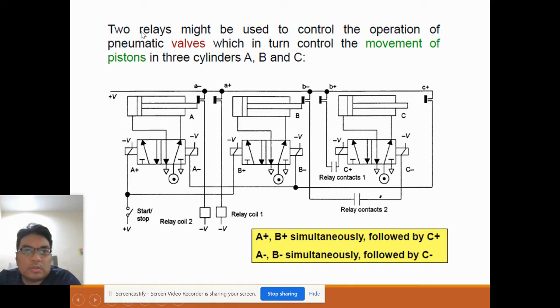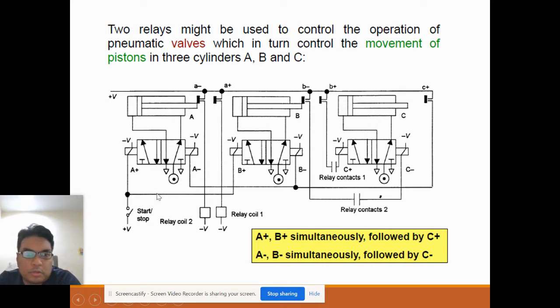So how it works: two relays might be used to control the operation of a pneumatic valve, for example, which in turn controls the movement of the piston. You have three cylinders, A, B, and C here. When we close the circuit, the voltage goes through this solenoid and moves the A plus here, as you learned before in the hydraulic circuits. So it will extend the piston. Let's go through the solenoids here. This moves in this direction, and it goes to this part and it breaks this piston.